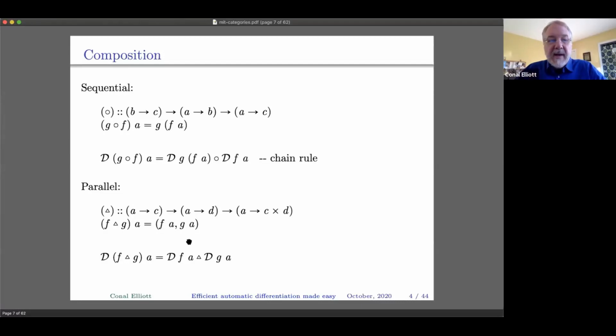Okay, and there's a nice little rule that's very much like the chain rule, which is the derivative of f fork g is the fork of the derivative of f and the derivative of g. Okay, and here they're sampled in the same place. So these are both simple theorems of differential calculus, and they're hints already that category theory is the right way to look at differentiation, because these are two of the fundamental operations from category theory. And differentiation composes nicely in that vocabulary.